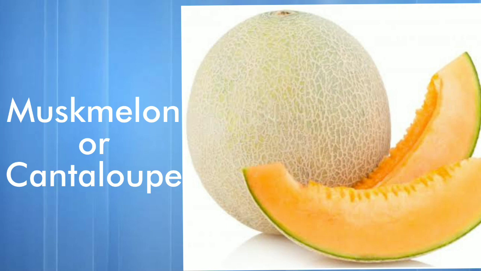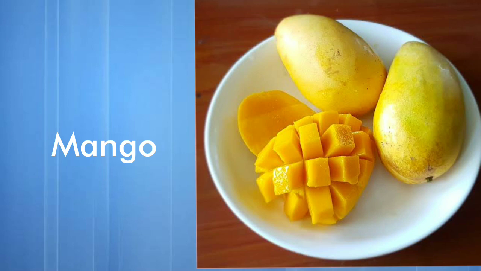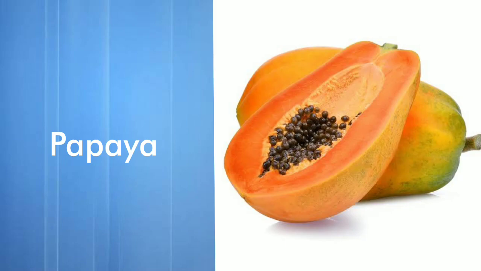It's a muskmelon, mostly used. What is it? Next we have grapes. These are grapes. What are these? They are of many colors. Mango. It's a mango. What is it? Papaya. It's a papaya. What is it?